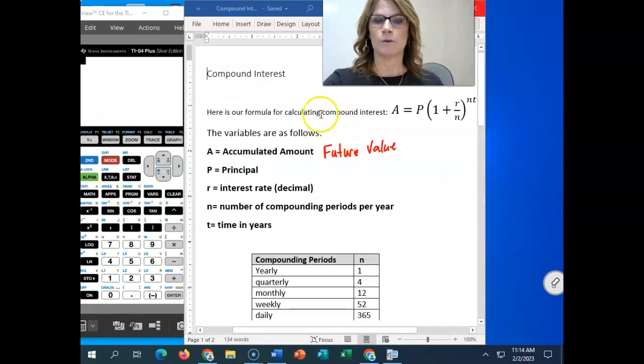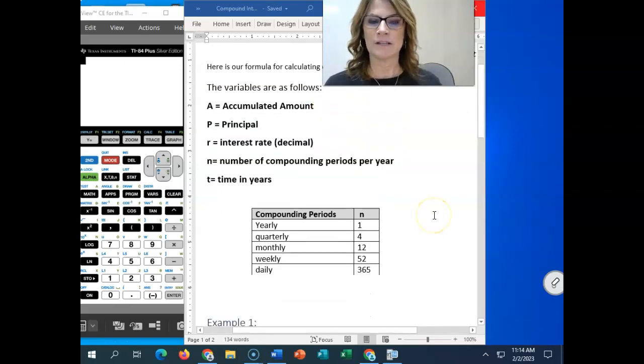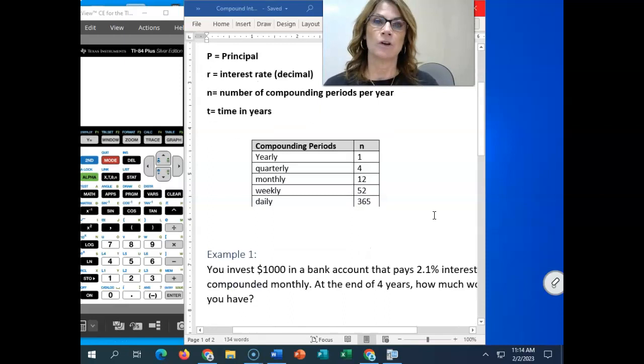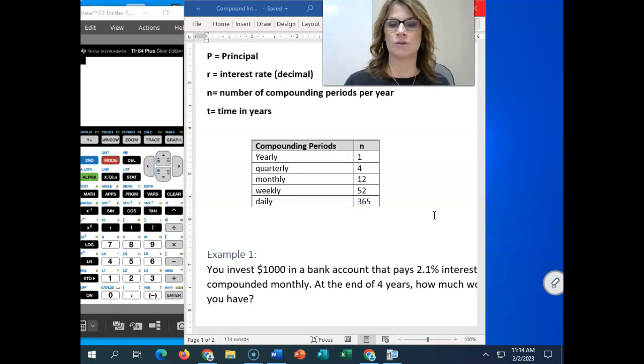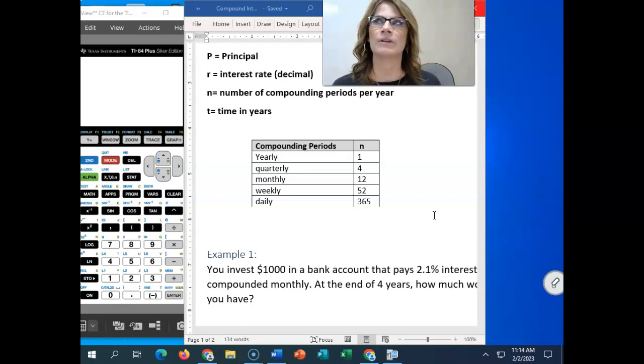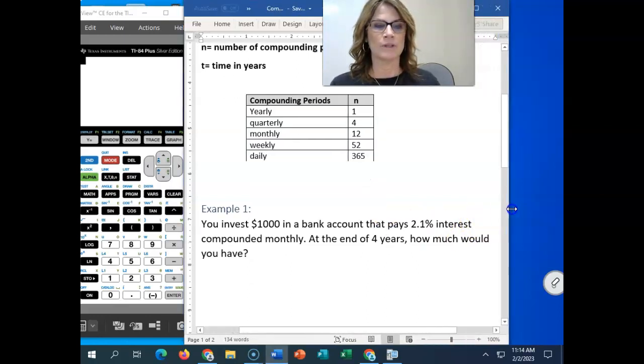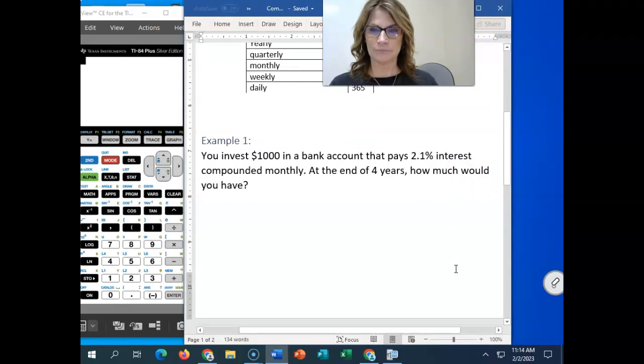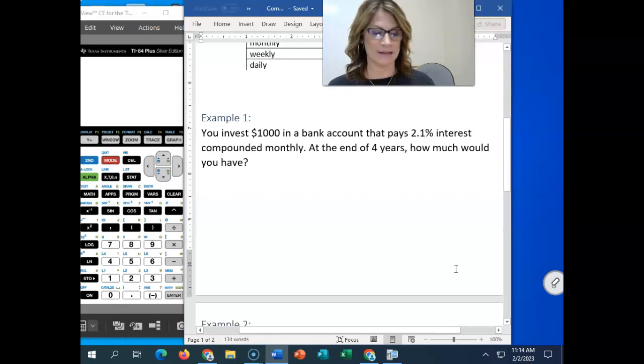Okay, so let's look at these different compounding periods. So if you compound yearly, then N would be 1. Quarterly, 4 times a year. You could do monthly, 12 times a year. Weekly, 52 times a year. Daily, 365 days a year. Banks also use compounding interest called continuous interest, but that's not part of today's lesson. So I hope you printed these notes, and if you print them, we can go along with this together, and I'll work it, and then you can work it at the same time.